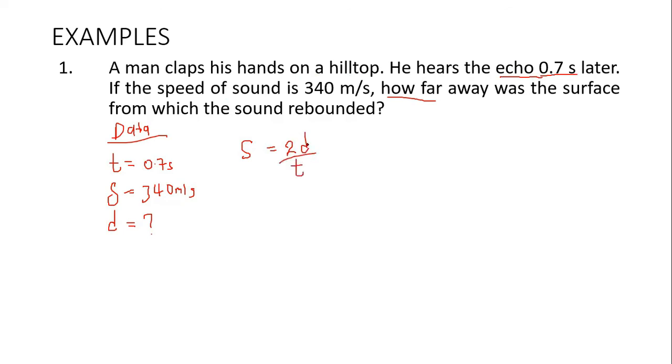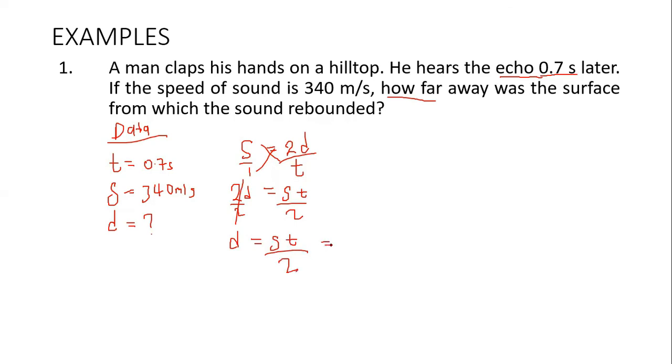Because we are looking for D, we can make D the subject of the formula. We just cross multiply here. We are going to have 2D is equal to st. So s times t, that is st, then 1 times 2D is 2D. So we divide by 2, also by 2. So that one goes, so we have D is equal to st over 2.